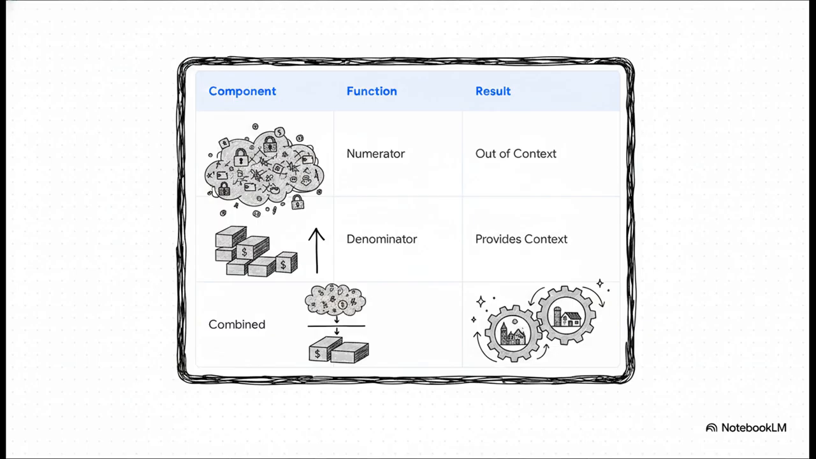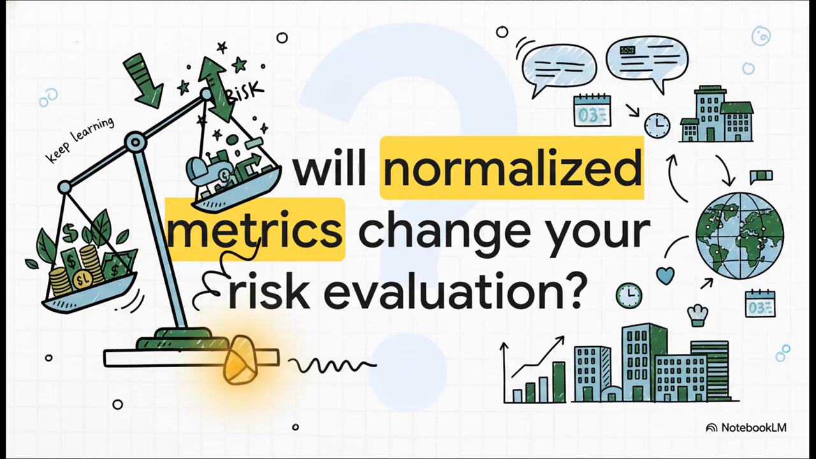Suddenly, you can accurately and fairly compare the efficiency and risk management of a small regional bank in Ohio directly against a massive multinational bank in London. And really, that is the true power of activity metrics. They are the great equalizer in financial and sustainability analysis.